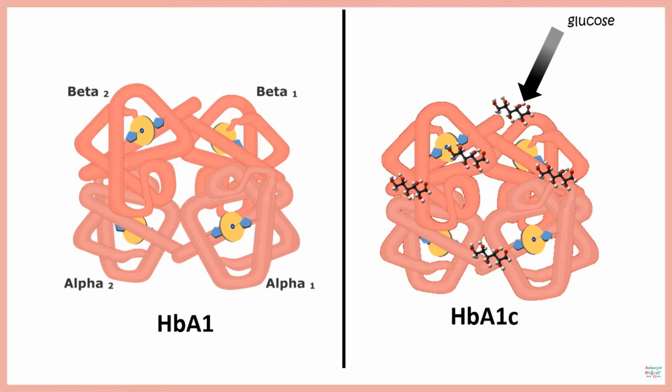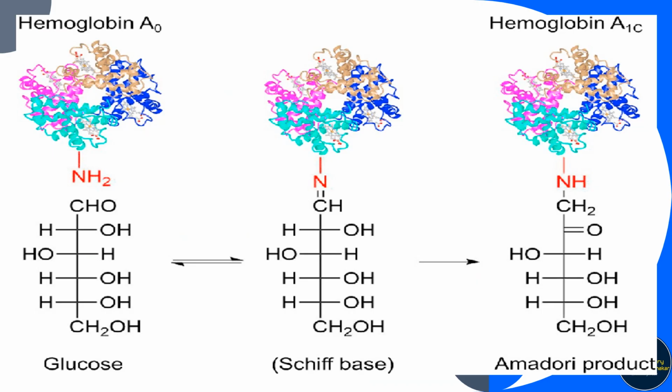On my left-hand side we have a normal HbA1, which has two alpha chains and two beta chains, and on the right side we have HbA1c, which is structurally almost the same as HbA1, but it has an association of glucose. Roughly 7 molecules of glucose combine with the hemoglobin, especially the beta chains, and then we have glycosylated hemoglobin.